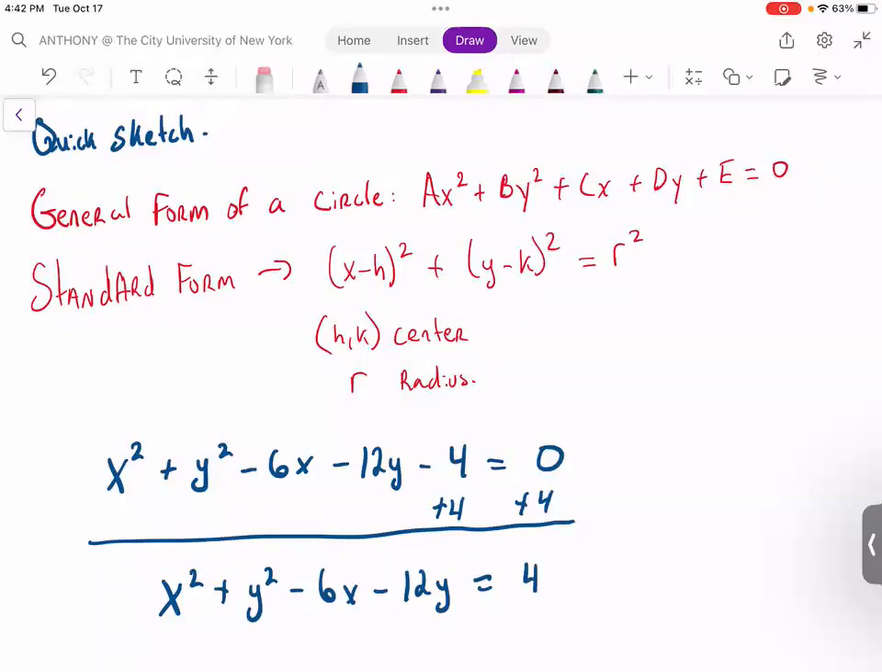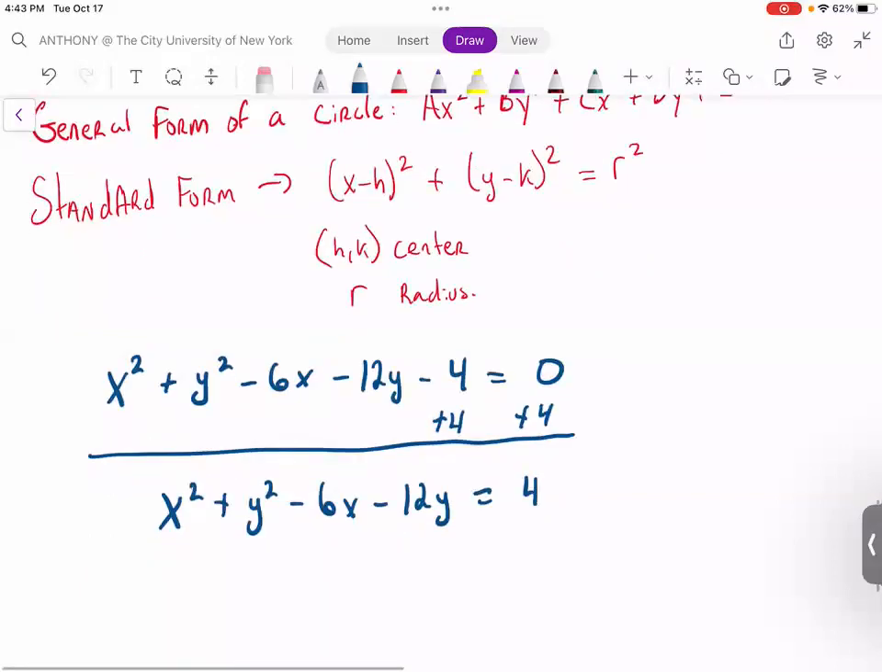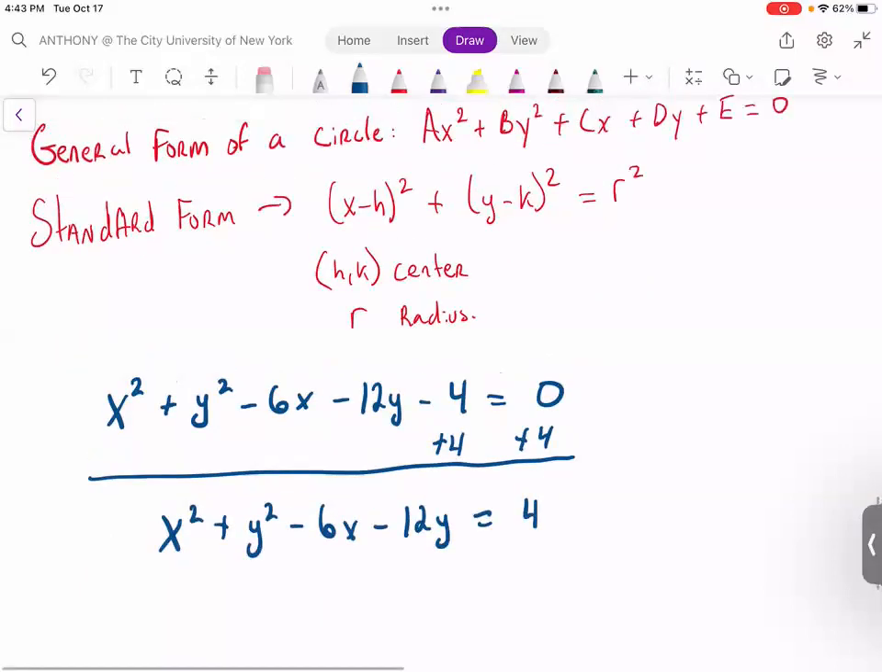The next thing that you're going to do is group the x terms together, and then group the y terms together. So it's just a little bit of a rearrangement to the left-hand side of my equation. I want the x terms together and the y terms together. Therefore, the y squared and the -6x, I'm just going to swap their positions. If I swap it, we have x squared minus 6x plus y squared minus 12y is equal to 4.